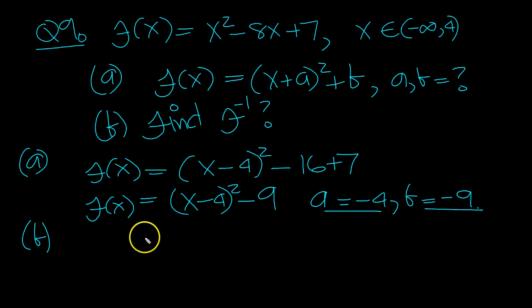Part B then, find the inverse function. Okay, so what have we got then here? Well, we've got this function here. It's defined on minus infinity up to 4. It's a quadratic, x minus 4 squared minus 9. So when it's 4, we'll get minus 9. It's a U-shaped curve. When x is 0 it's 7, isn't it, here? And it's a U-shaped curve. That's the minimum.